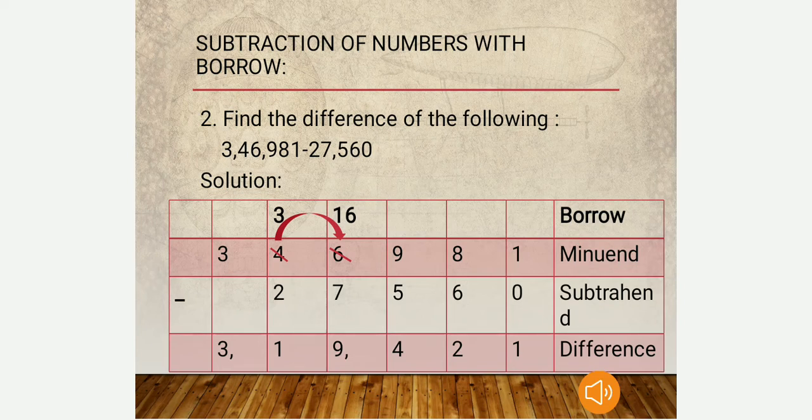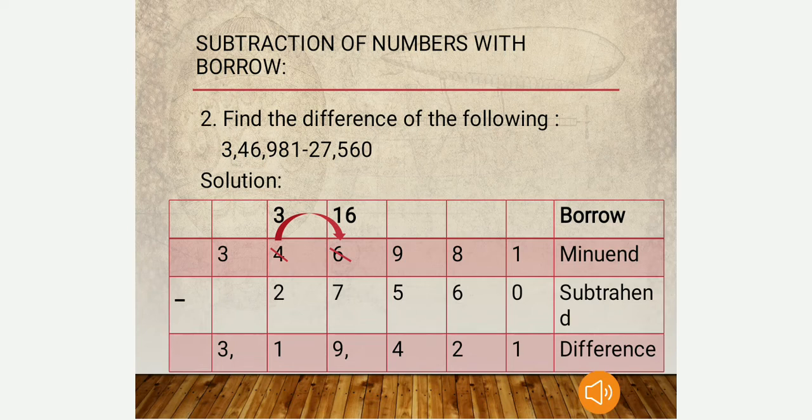So here we have to do subtraction from right to left, and the operator used is minus. So here let us see the answer. 1 minus 0 will be 1. 8 minus 6 will be 2. 9 minus 5 will be 4.